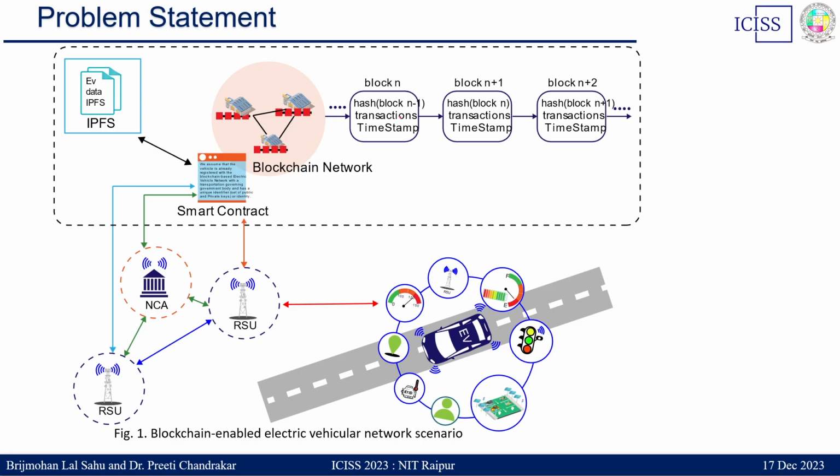Different sensors, including the temperature sensor, the state of charge sensor, the traffic sensor, and the parking sensor. All of these sensors generate some kind of data. That data is sent to the RSUs, the roadside units, or the base stations. Base stations send that data to a smart contract, and then the data is stored on the blockchain.